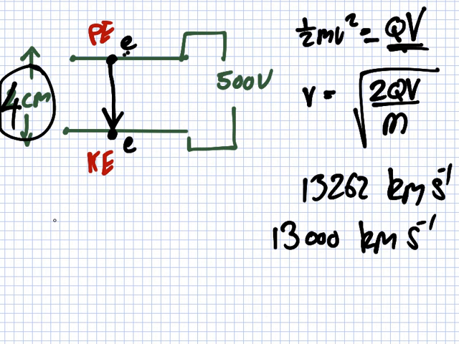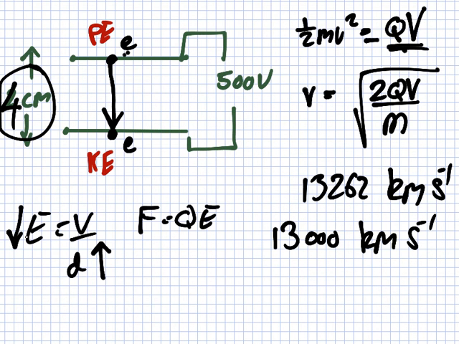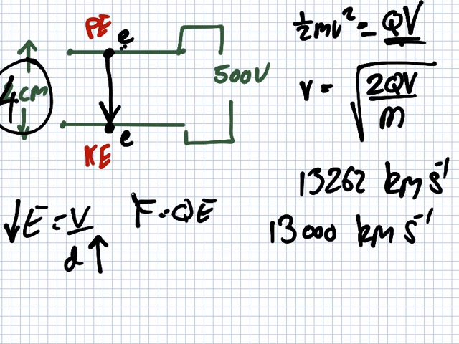Is this caused by the field itself? Yeah, because if you think about it, the electric field is V over D. So as you increase the distance, you decrease the electric field strength. But remember, F equals QE, so by decreasing the electric field strength, you decrease the F. But remember, F equals MA, so by increasing the D, you're decreasing the A.